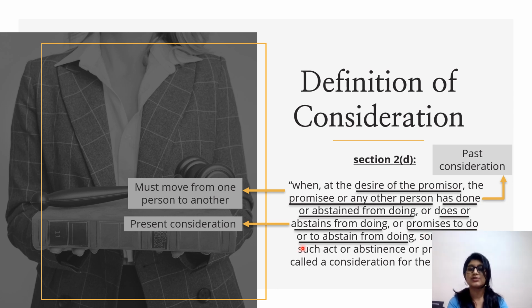Or promises to do or to abstain from doing something. This is a future consideration. If I say I'm going to give you this now and you can repay me in installments for the next few months, then the later considerations become future considerations. Then this act or abstinence that is being done is called a consideration for the promise.